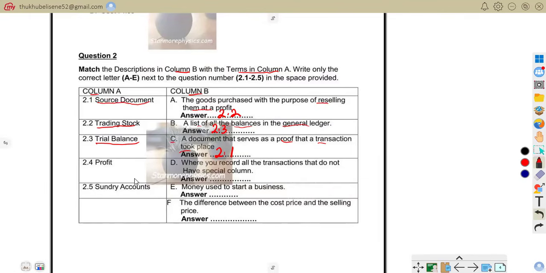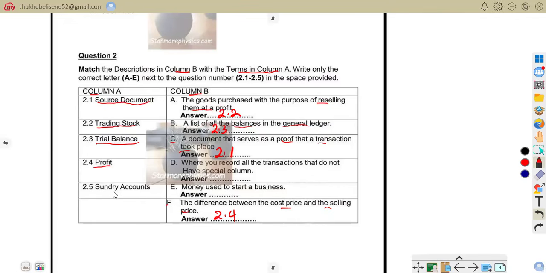Coming to 2.4, profit. As you can see, F is the correct answer, because profit is the difference between cost price and selling price. So here we can say this is our 2.4.